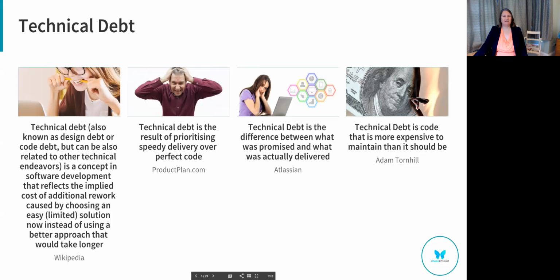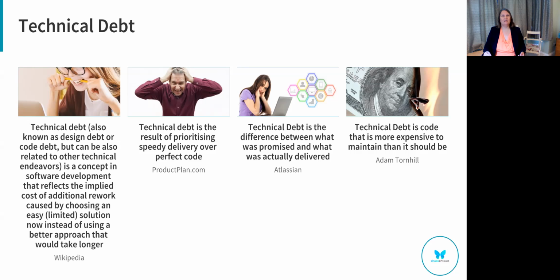There are various definitions of the term technical debt that pop up on Google if you search for it, and this is one of the reasons for the confusion around the concept. Wikipedia says that technical debt, also known as design debt or code debt, but can also be related to other technical endeavours, is a concept in software development that reflects the implied cost of additional rework caused by choosing an easy or limited solution now, instead of using a better approach that would take longer.